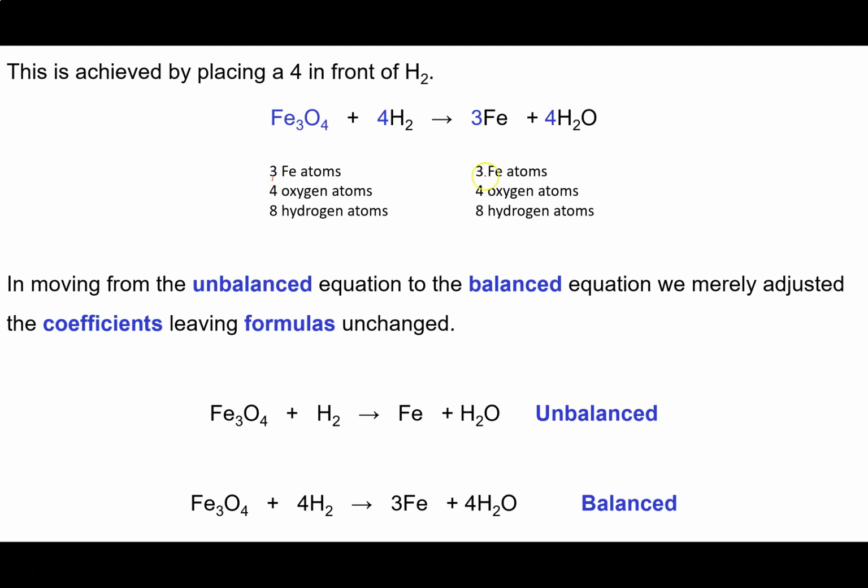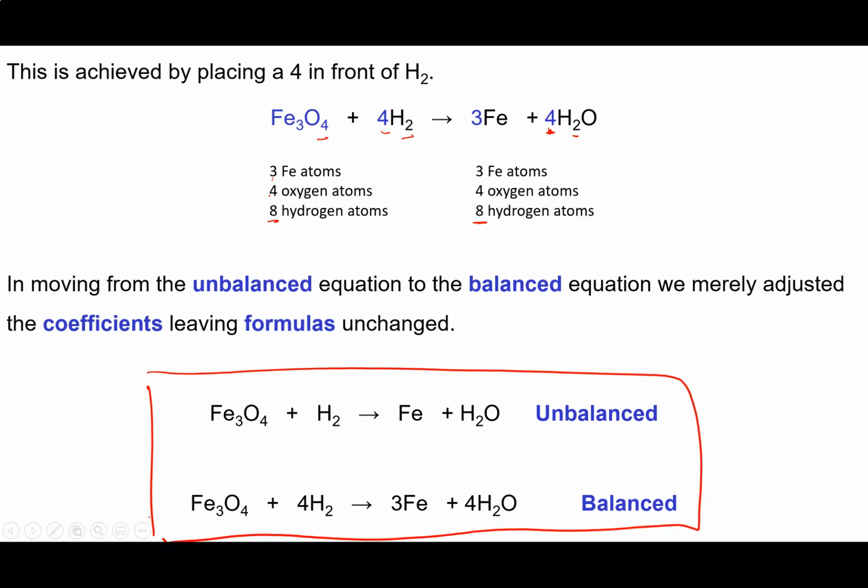3 iron atoms on the left, 3 iron atoms on the right, 4 oxygen atoms on the left, 4 oxygen atoms on the right. 4 times 2 gives me 8 hydrogen atoms on the left. 4 times 2 gives me 8 hydrogen atoms on the right. So everything is balanced. If we look at our starting equation and compare it to our balanced equation, you can see that the only difference between the 2 is I added in these 3 coefficients. I haven't done anything to the formulas, I just changed the coefficients.